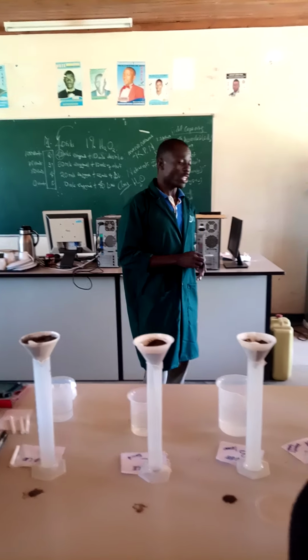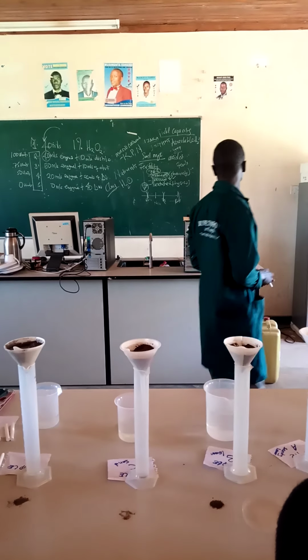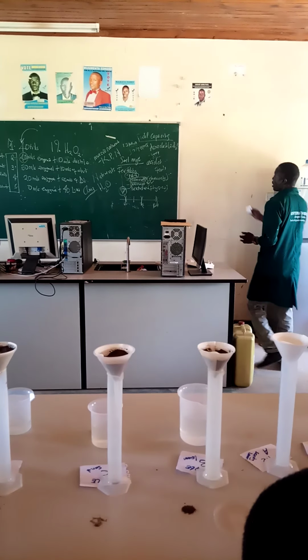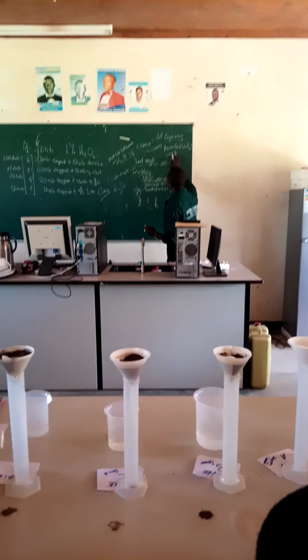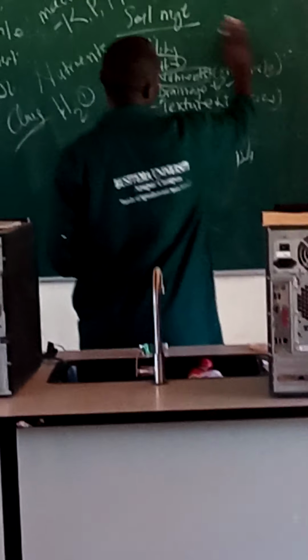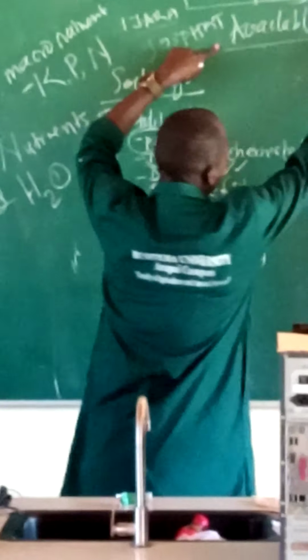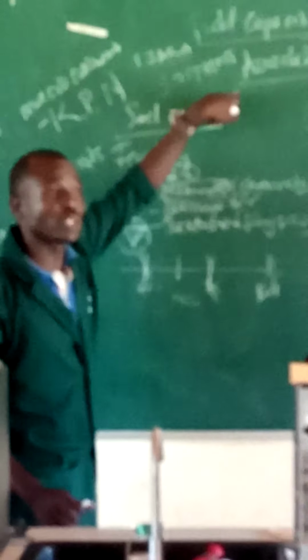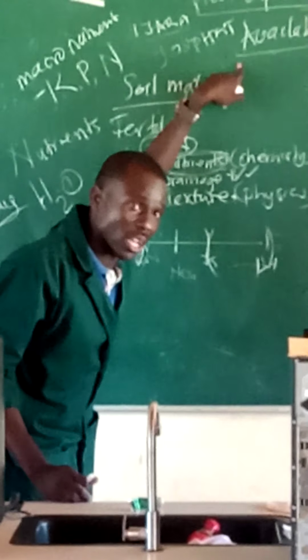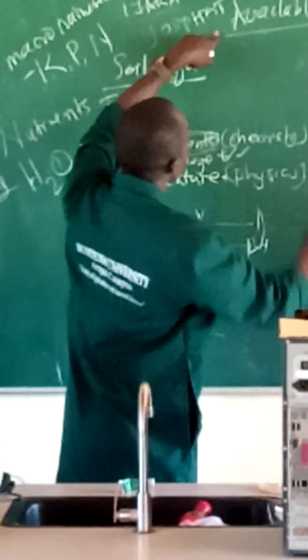So the first water I talked about is the gravitational water, which freely drains because of the gravitational force, okay? Then, after it drains off, the soil is said to be at field capacity and it contains the available water. And this is what plants require.